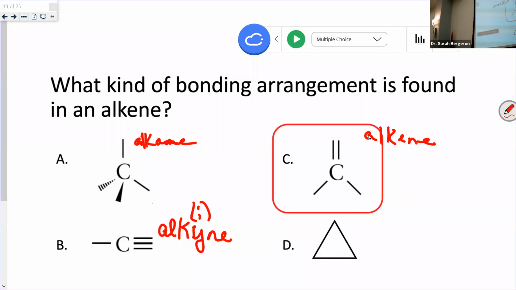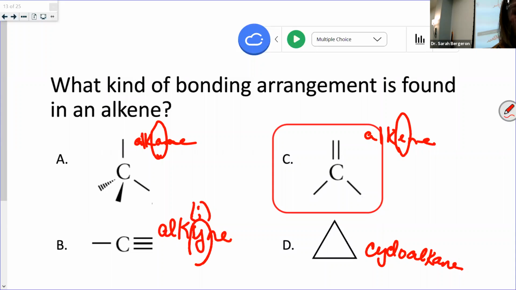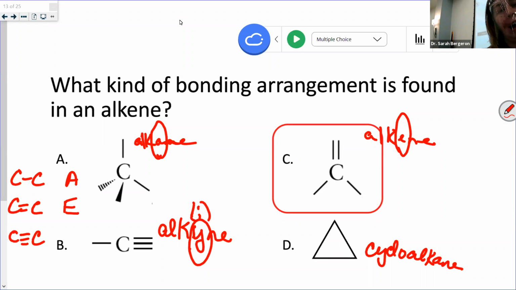It's a ring, so it must be cyclo, and then we have single bonds, so it must be a cycloalkane. So what do you notice about the number of bonds and the letter that each of the names start with? If you have a carbon-carbon single bond, you're an alkane. If you have a carbon-carbon double bond, alkene. And if you're a carbon-carbon triple bond, you're an alkyne, but it's a Y. So what do you notice? They're in alphabetical order. That's the way to remember it.